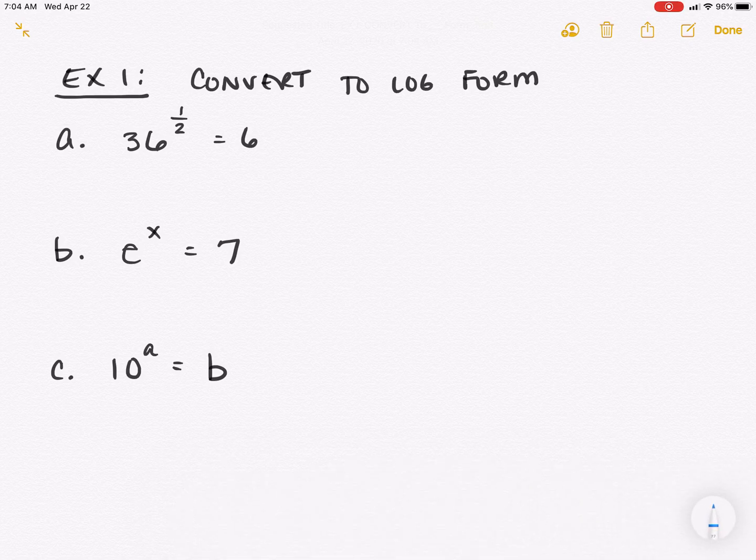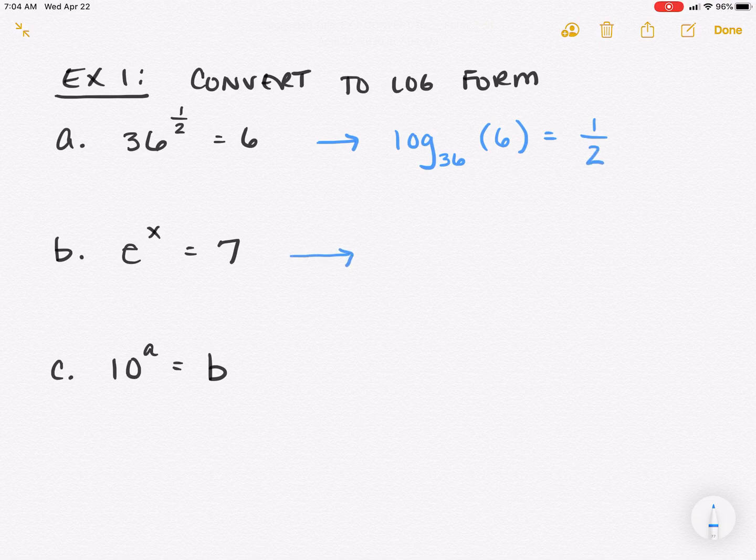When I convert this to a log, I write log, okay? And the base of the exponent becomes the base of the log. Make sure that that looks like a little number. It's called a subscript. All right, so it's base 36. We take the log of the number 6, and that will equal the exponent 1/2, okay?